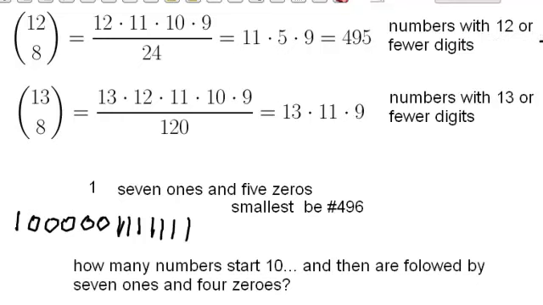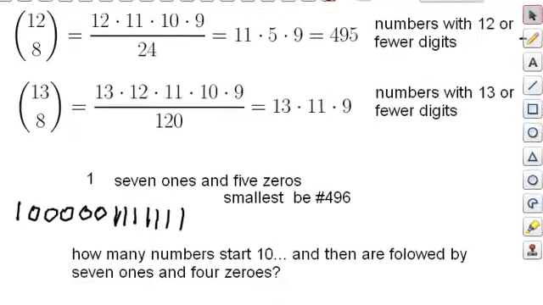We know the number is going to start with a 1 because by the time we reach 14-digit numbers, we've got to more than 1,000 numbers. So it's going to start with a 1. So does it start 1 0 or does it start 1 1? So let's count how many numbers start with a 1 0, and then after that you've got 7 ones and 4 zeros. That's what's left.